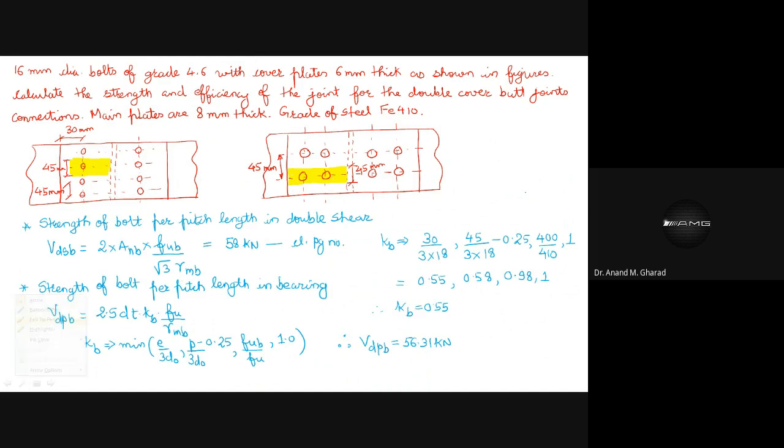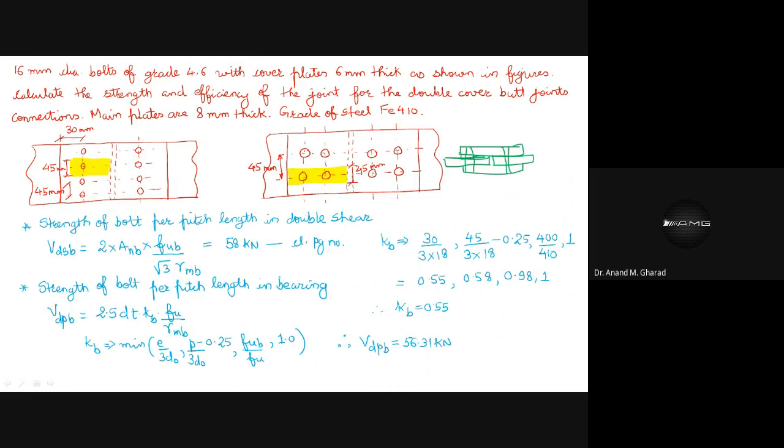This will be like this. Double cover means this is, let's say, the top cover, and these are the two plates which are to be connected. Like this. And on the bottom, again, there is one plate. Are you getting me? Yes. These are the bolts, the bolted connections, as you can see.